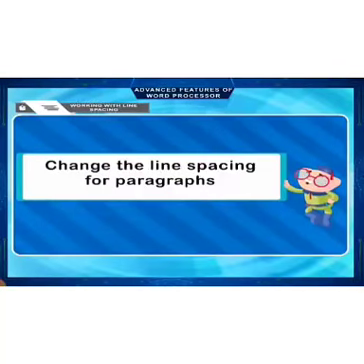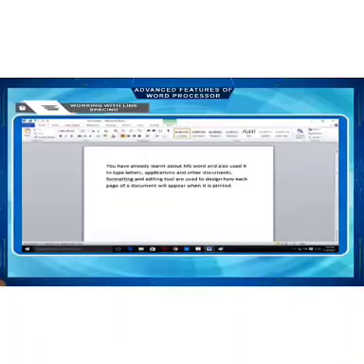Change the line spacing for paragraphs. Select the paragraphs for which you want to change the line spacing. On the Home tab, in Paragraph Group, click on Line and Paragraph Spacing. Click on Line Spacing Options and select the option you want under Spacing.